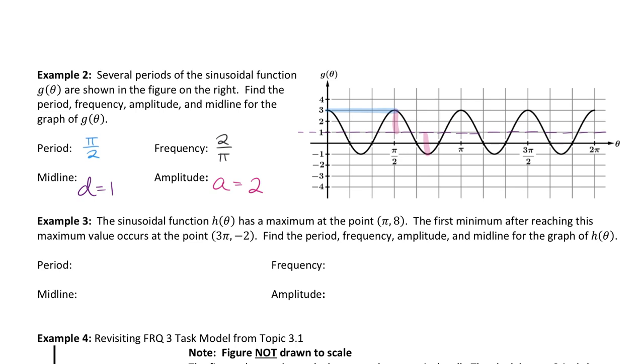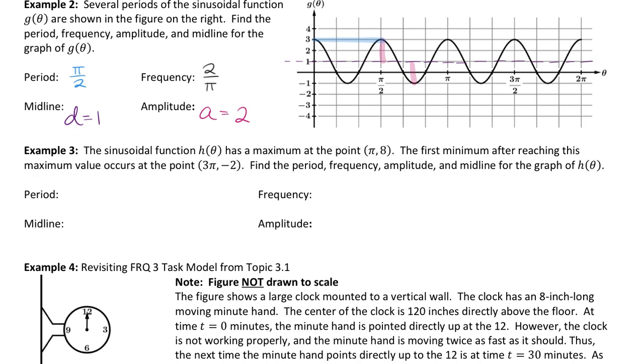Can I make it a little bit harder? What if I take away the picture and make you have to think about the picture? It says the sinusoidal function h of theta has a maximum at the point pi comma 8. The first minimum after reaching this maximum value occurs at the point 3 pi comma negative 2. Find the period, frequency, amplitude, and midline for the graph of h of theta.